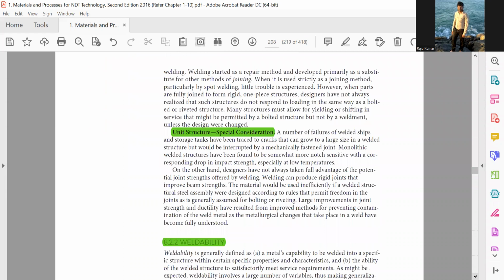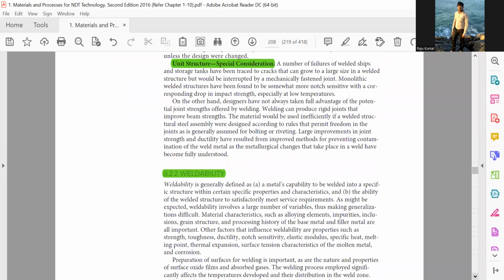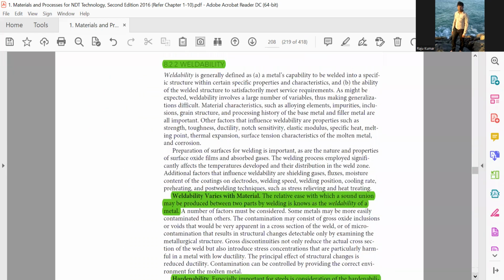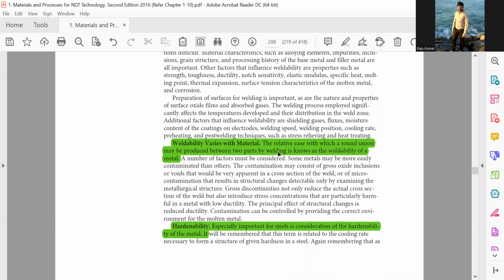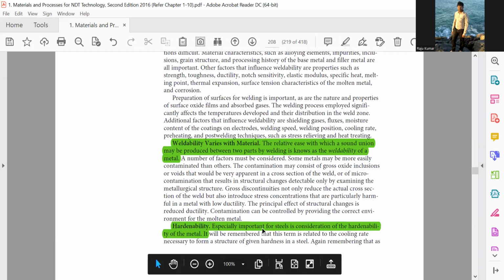Unit structure. Special consideration: weldability. Weldability varies with material. The relative ease with which a sound union may be produced between two parts by welding is known as the weldability of a metal. Hardenability, especially important for steels, is a consideration of the hardenability of the metal.